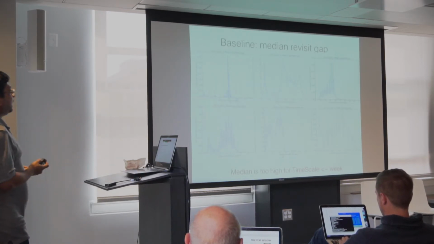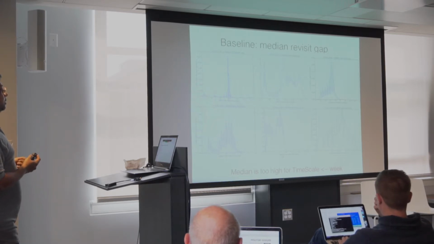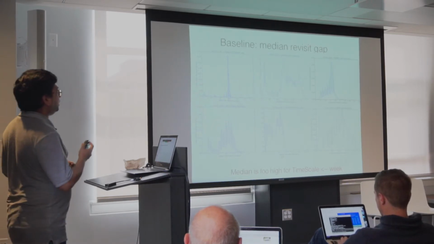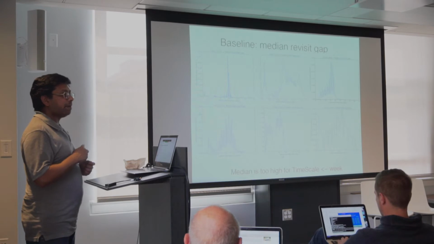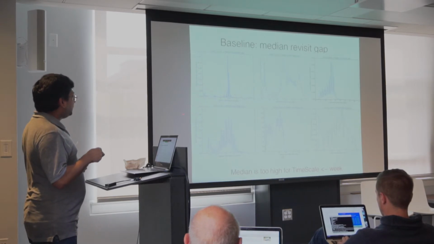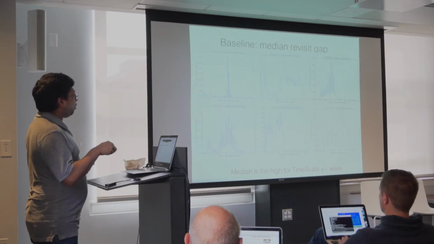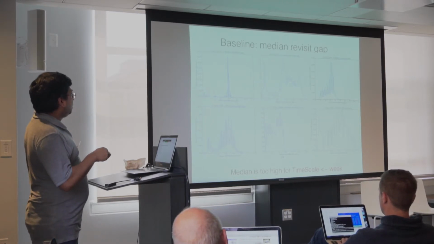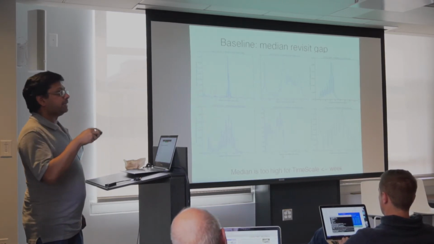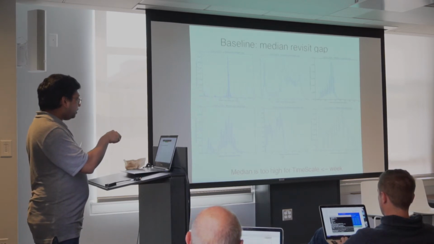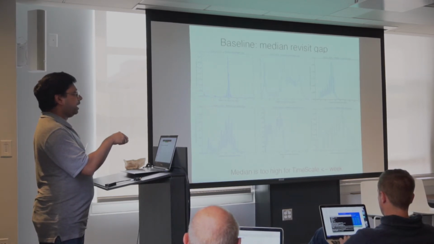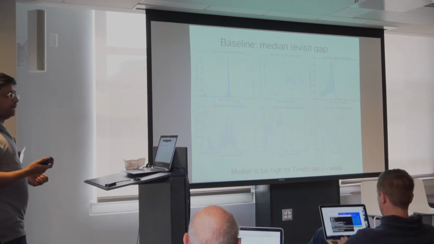And the other one that I think is really useful for transient studies is the median revisit gap. You can see what this is for the wide fast deep. And you can see basically that when you break it up by filters, this median is very high compared to the time scales that you might be interested in.